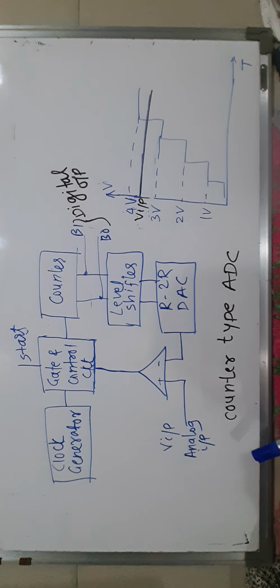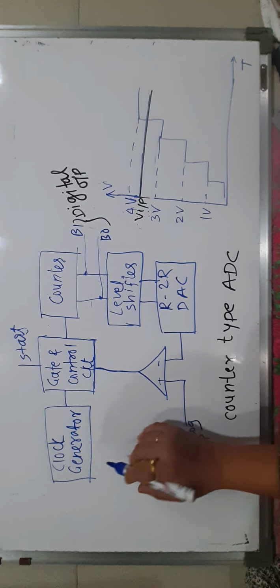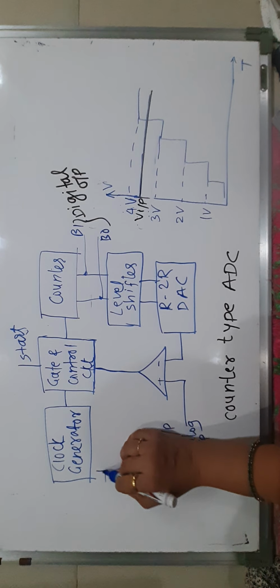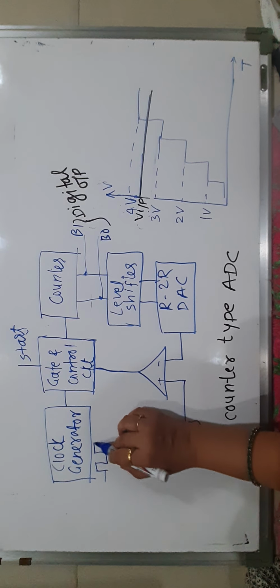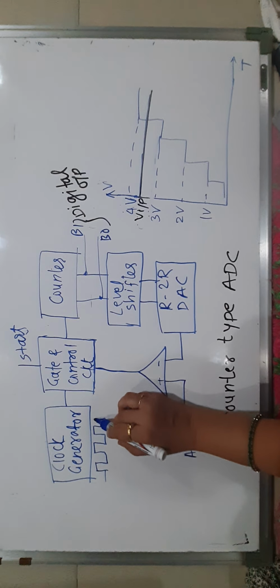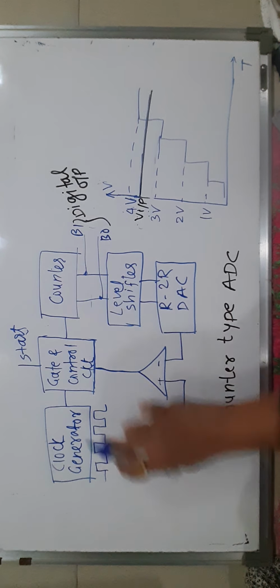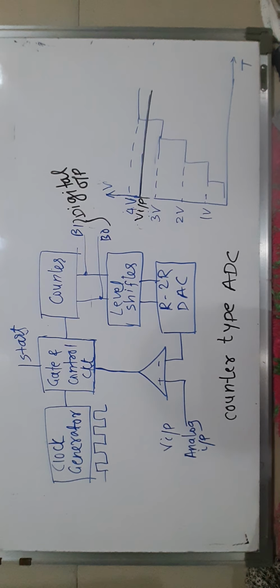Next type of ADC is counter type ADC. Here a counter is used, that's why it is called counter type ADC, and this circuit requires only one comparator. Now what does the counter do? It counts the number of clock pulses. Here a clock generator generates digital clock pulses, and the counter will count the number of clock pulses.